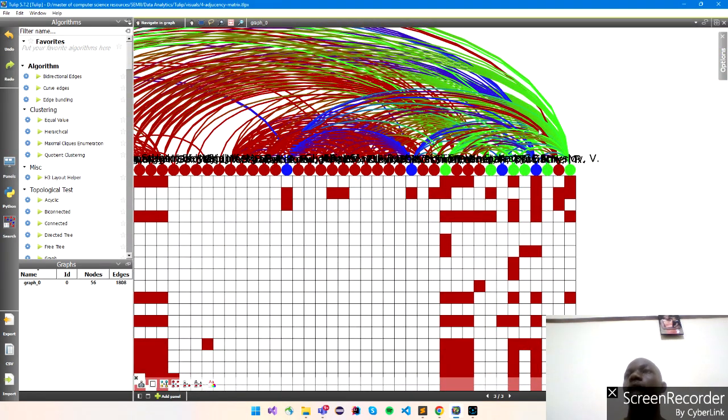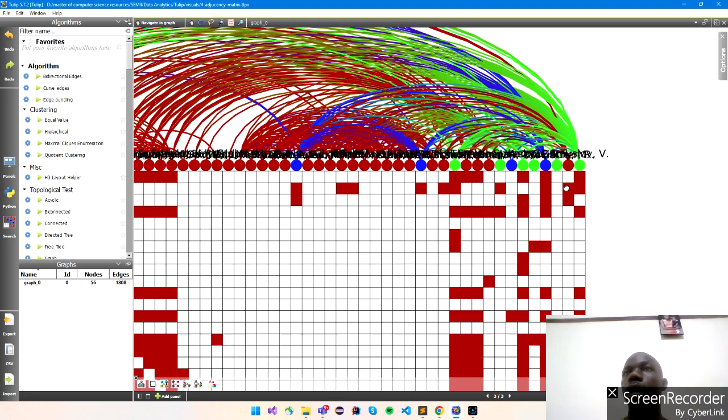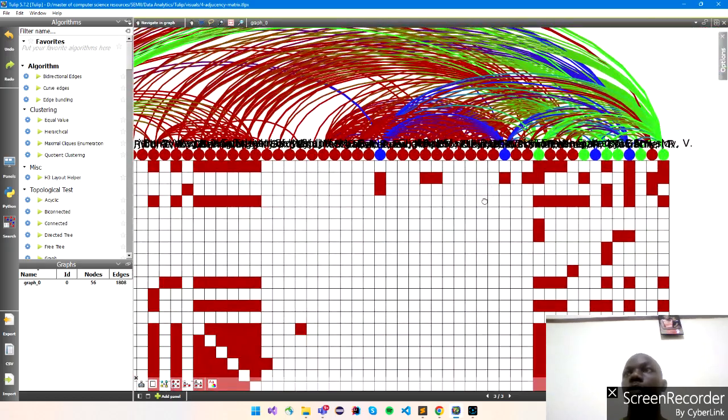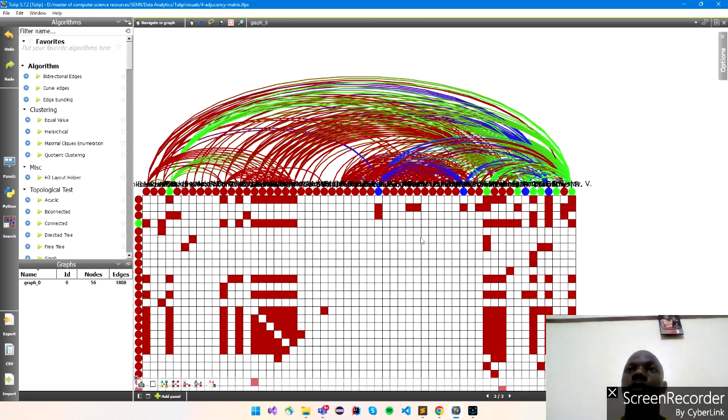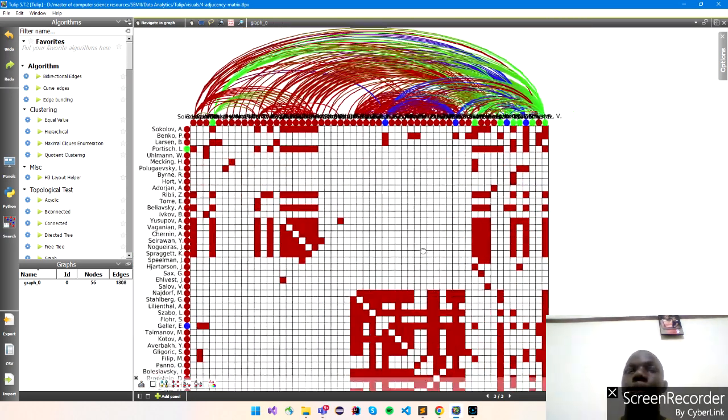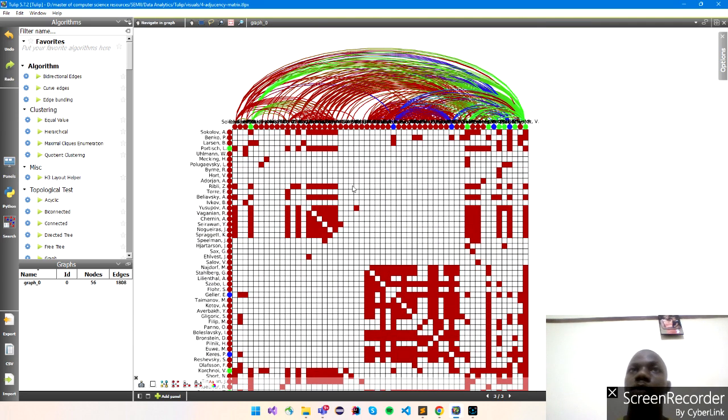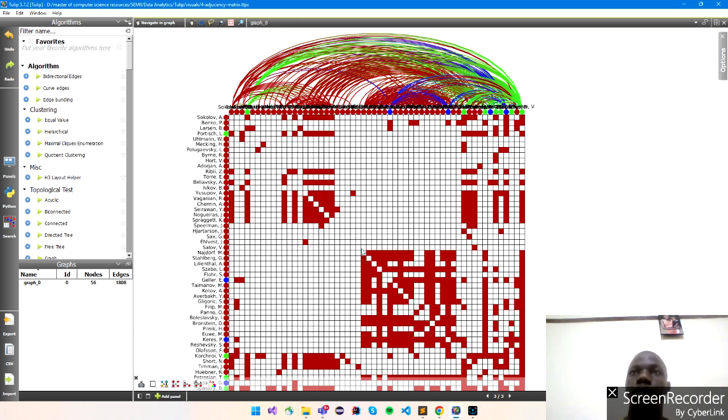So we can see that there's a lot of world champions on this side, former world champions, and we can really see the relationship between the two different players from another point of view.